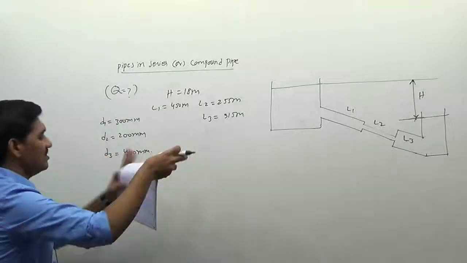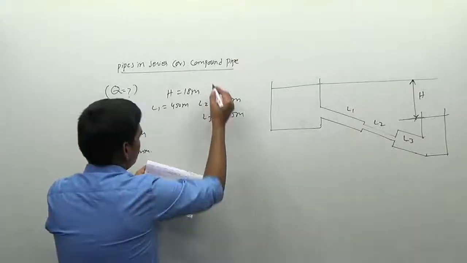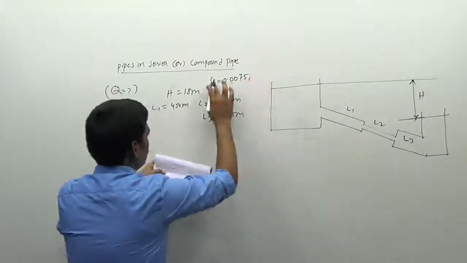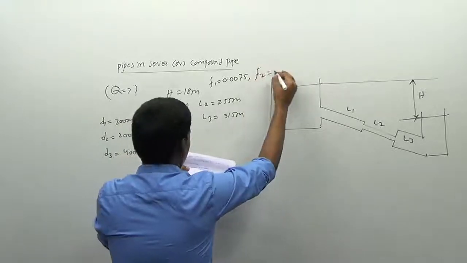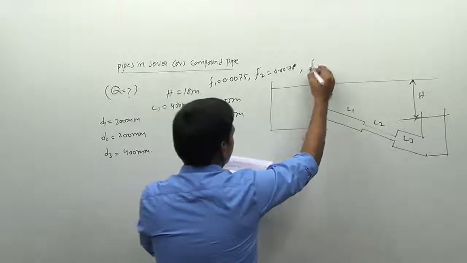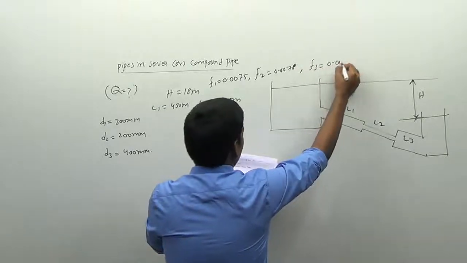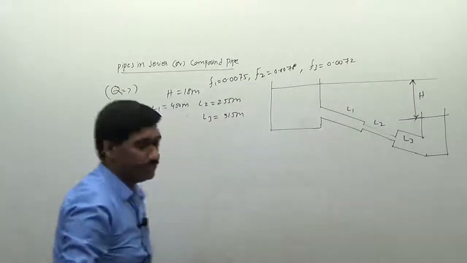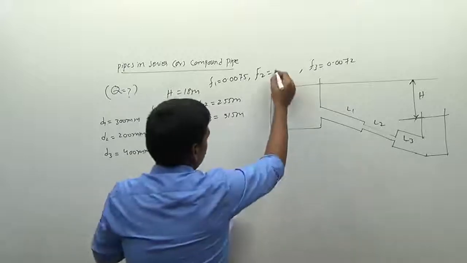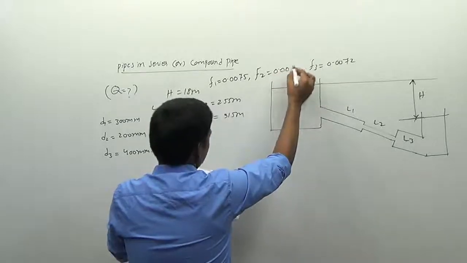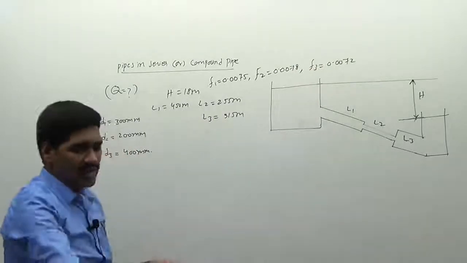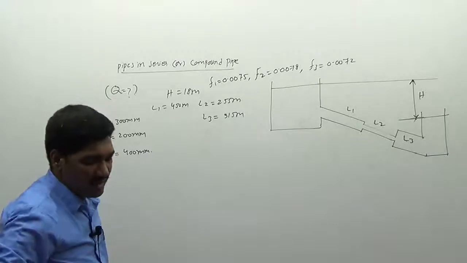One more value is given for us. The friction coefficient values are given. So F1 is equal to 0.0075. The value of F2 is equal to 0.0078. Next, F3 is equal to 0.0072. And the next value is 0.007. Okay. Now how can we calculate the value of the total head velocity?